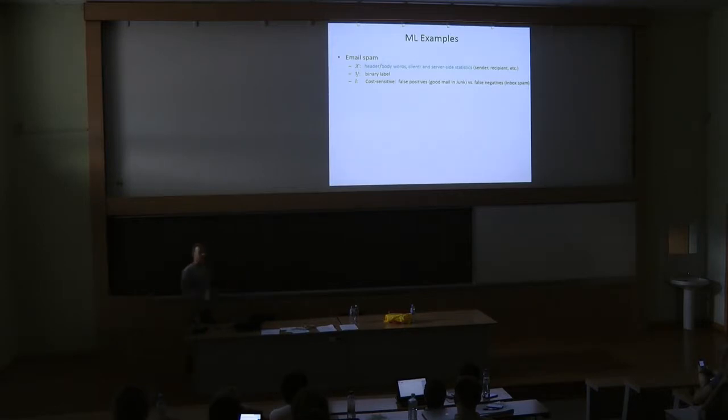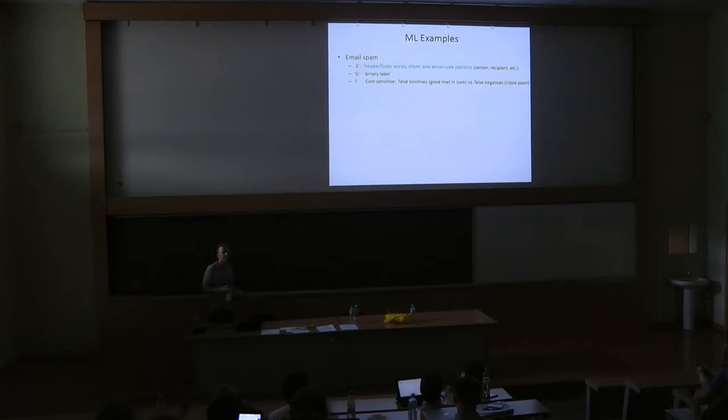Just 2 examples to ground everything. One, let's take email spam. Our observations here, for each message, we know what the headers are, we know what the body is, so we can create features corresponding to every word that we see in the message. We also typically have statistics on the server about whether the sender sends out lots of messages to lots of addressees, or whether the recipient receives a lot of spam. These also give us hints about whether a message is spam or not.